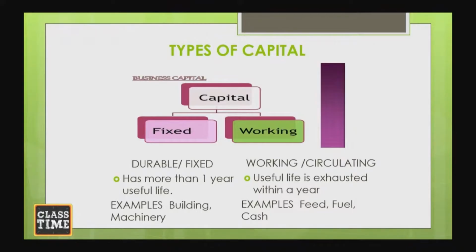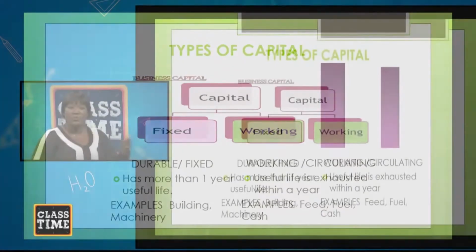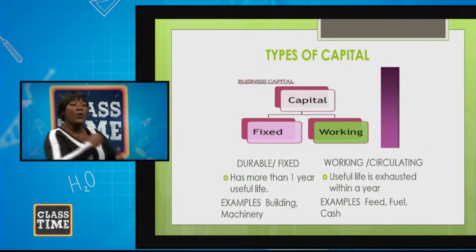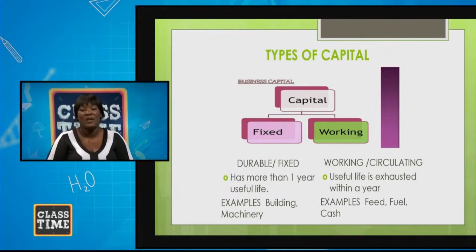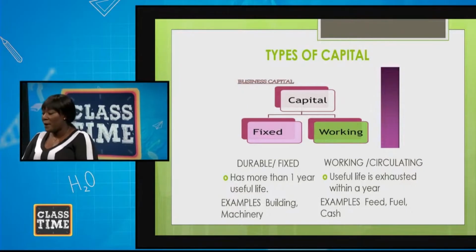Cash. We look at cash as an example of working capital. For example, if I'm going to purchase something, I have to replace my cash each time I use it. So this is why we consider them working capital. So we have two types of capital: we have fixed and we have working capital on our farm.